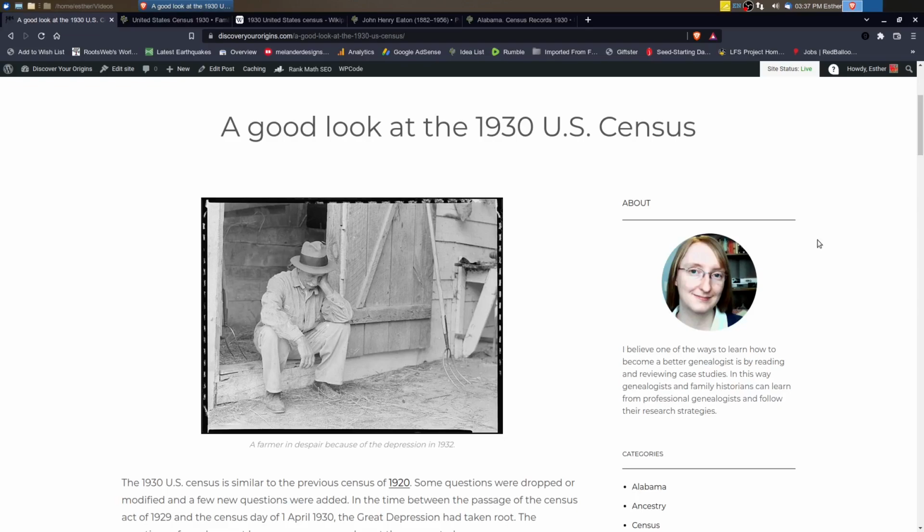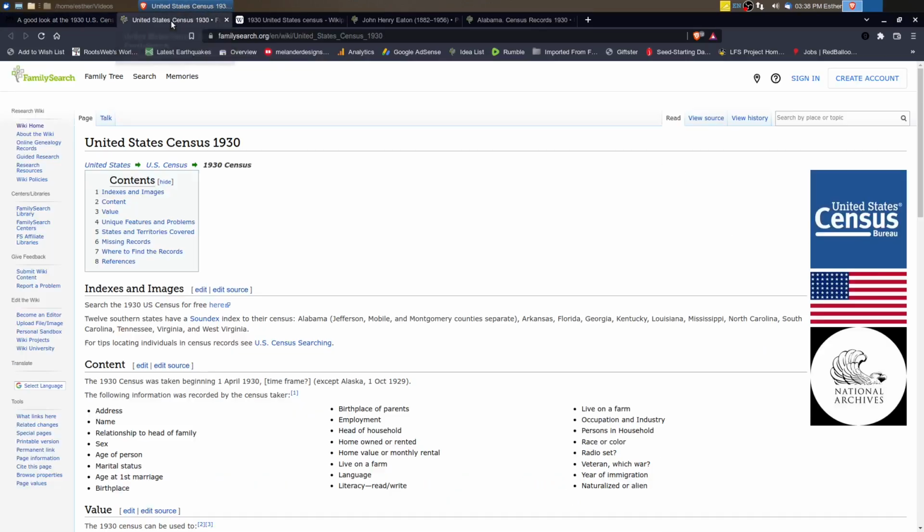And so the 1930 U.S. Census is significant for that reason, that it captured a point in time in history in which a large number of people were impacted by this Great Depression, this change in the economy. But overall, the questions that were asked were very similar to 1920. And so let's go to the FamilySearch Research Wiki and see what it has to say.